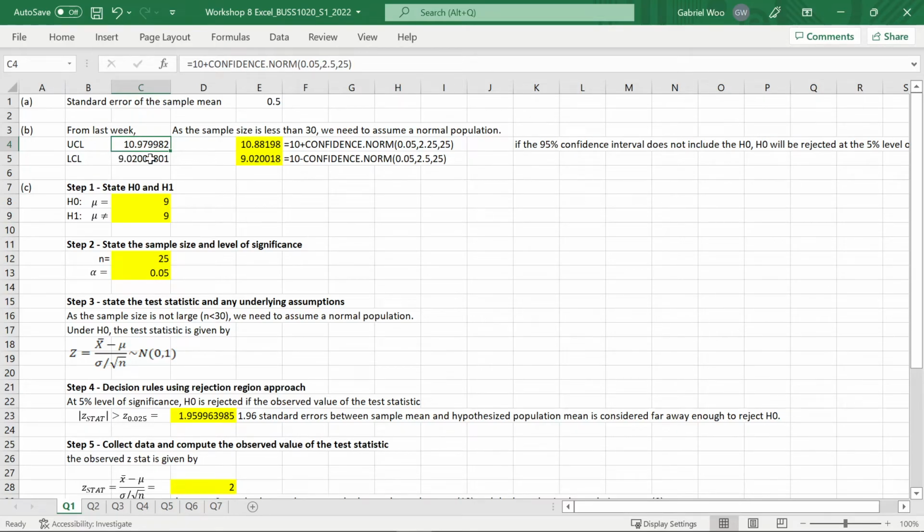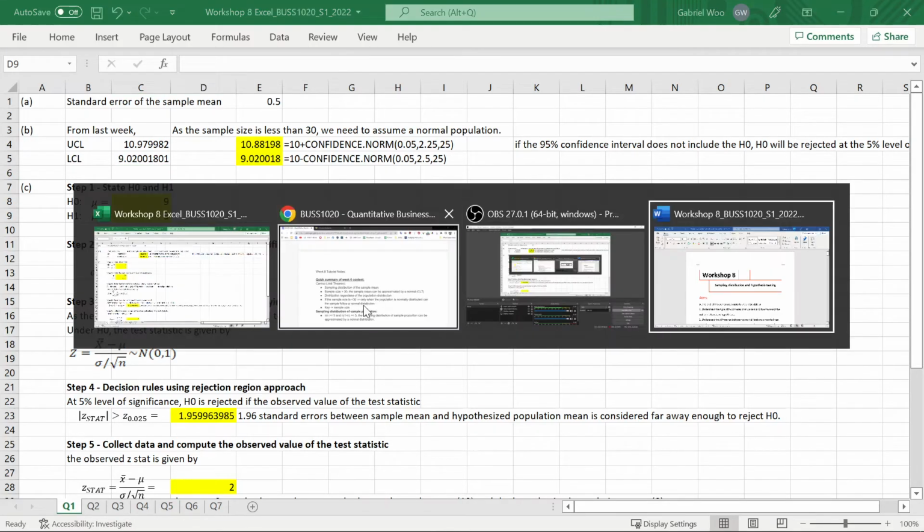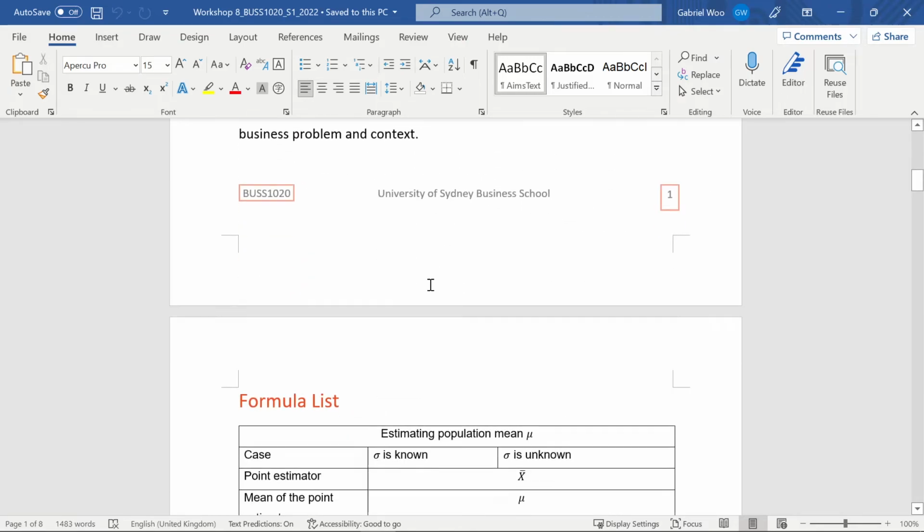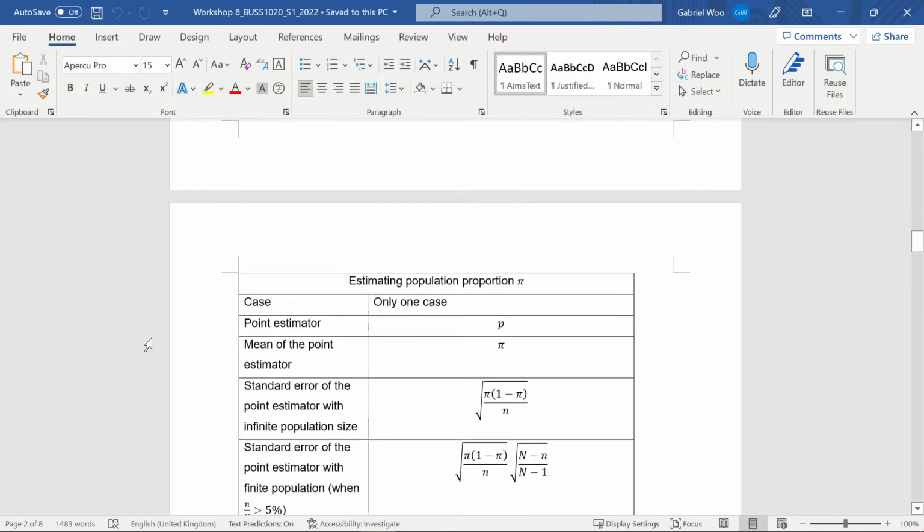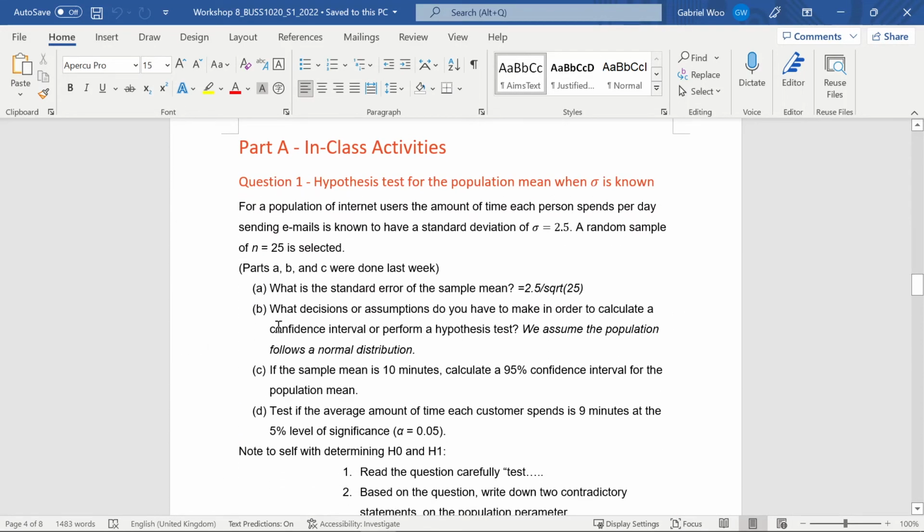Previously, in week 7, we talked about confidence intervals. So we have upper and lower confidence intervals. Let's look at question 1. These are the formula list right here. For a population of internet users, the amount of time each person spends per day sending emails is known to have a standard deviation of sigma 2.5. A random sample of n equals 25 is selected.